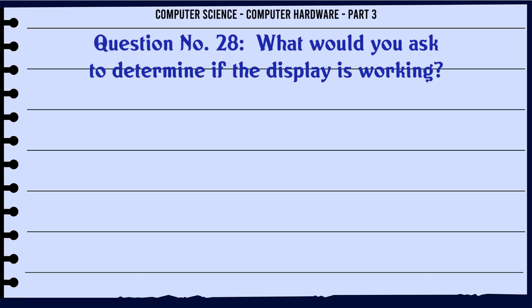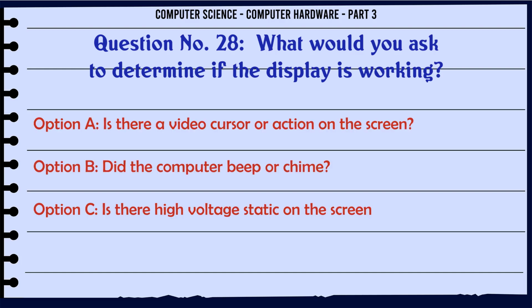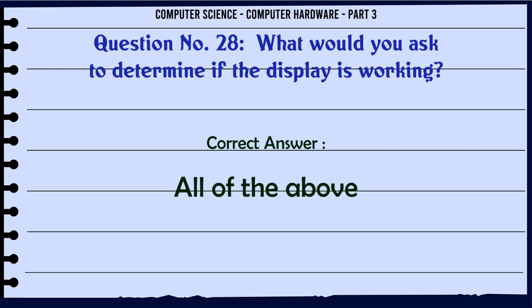What would you ask to determine if the display is working? A. Is there a video cursor or action on the screen? B. Did the computer beep or chime? C. Is there high voltage static on the screen? D. All of the above. The correct answer is all of the above.